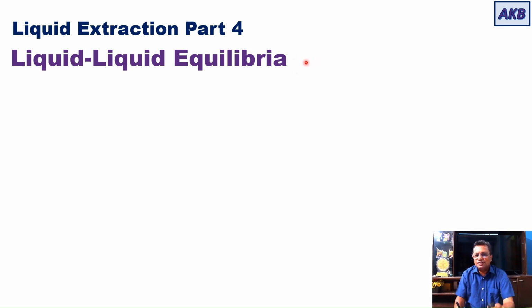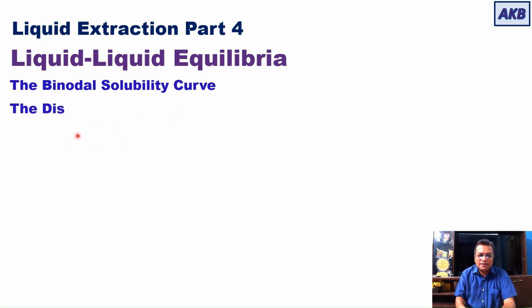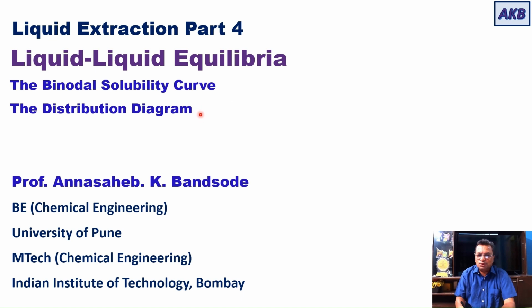Under this, I'll be discussing two different ways of representing liquid-liquid equilibrium. One is the binodal solubility curve. So we will understand that in detail. And the other one is the distribution diagram. We will understand this also in detail. So today you are going to know what is a binodal solubility curve, and then you are also going to know what is a distribution diagram.